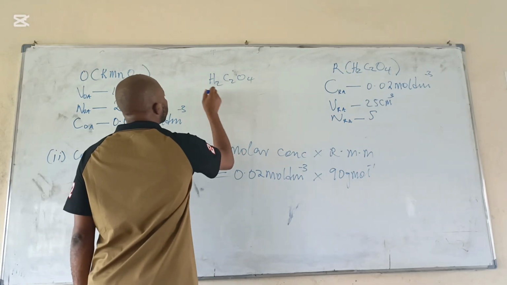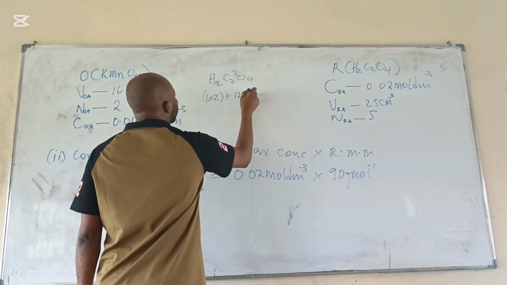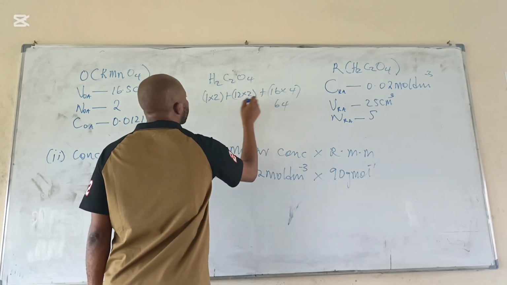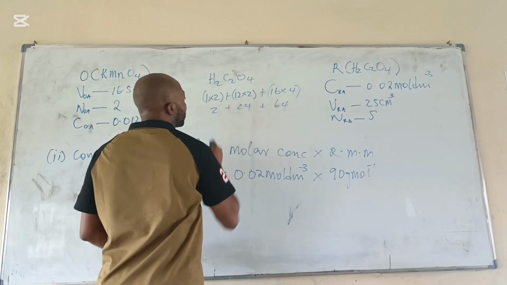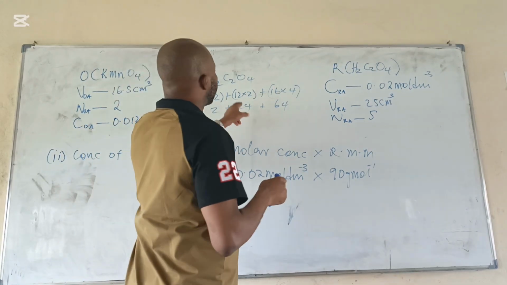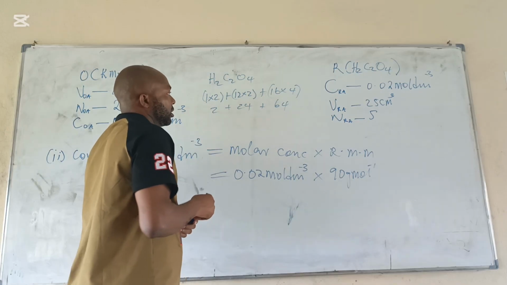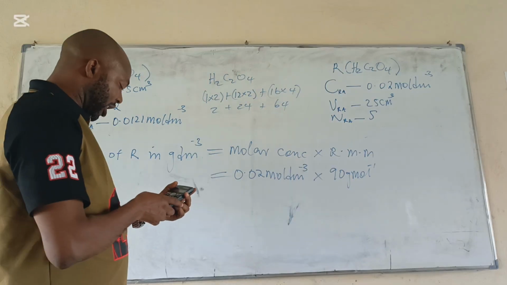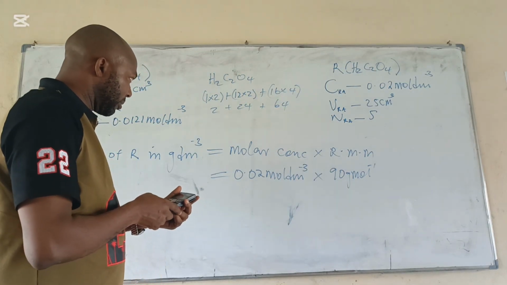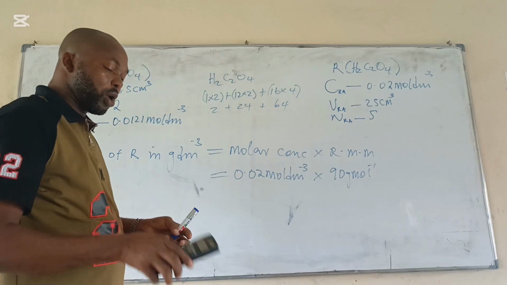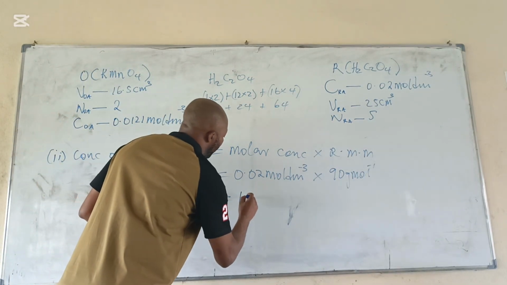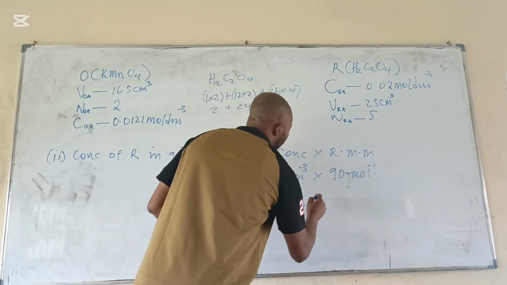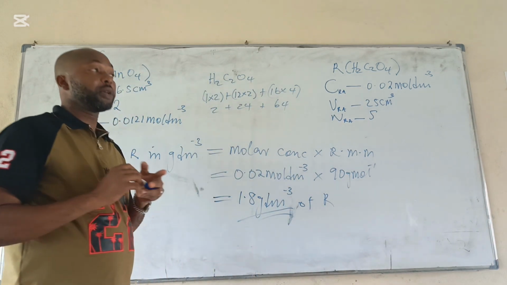H2C2O4: 1 times 2 plus 12 times 2 plus 16 times 4, which is 64 plus 24 plus 2. 60, 70, 80, 88, 90. So that is how we got this 90. Now let us finalize to get the mass concentration. 0.02 times 90 is equal to 1.8. This is 1.8 g/dm³ of R, which is supposedly B.